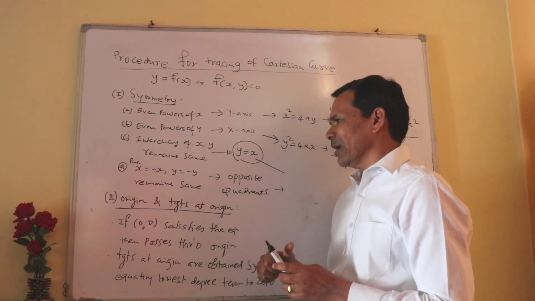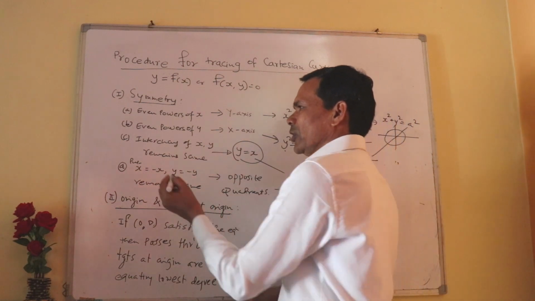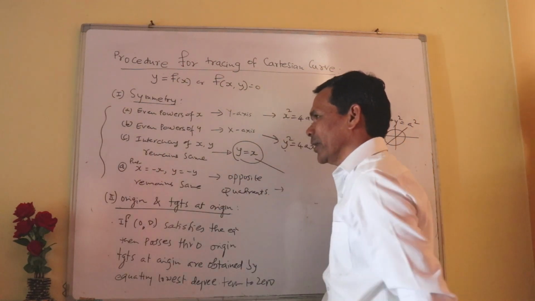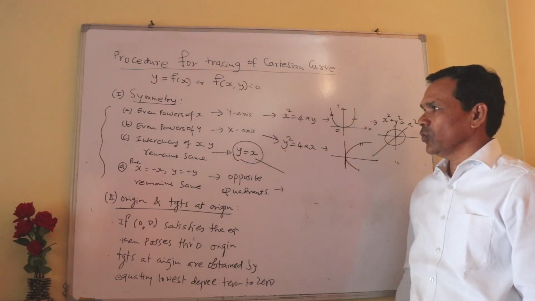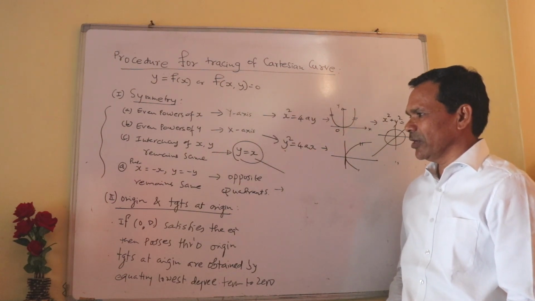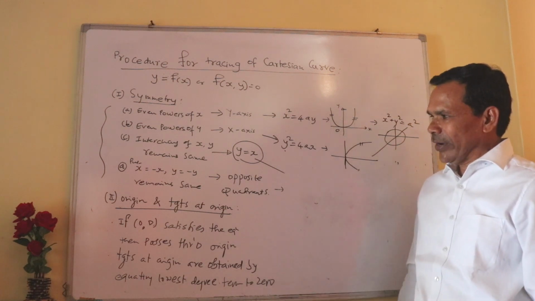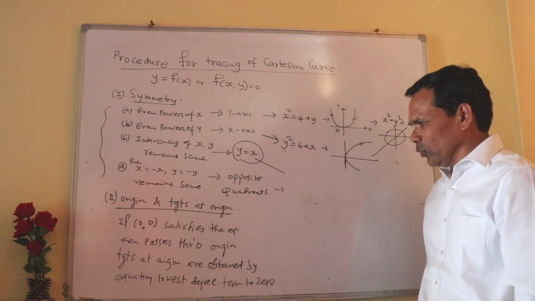Then the curve is symmetrical about opposite quadrants. So this is the way you have to discuss these points for symmetry, to trace the approximate shape or to know the approximate shape of the given curve. Second point, origin and tangents at origin.